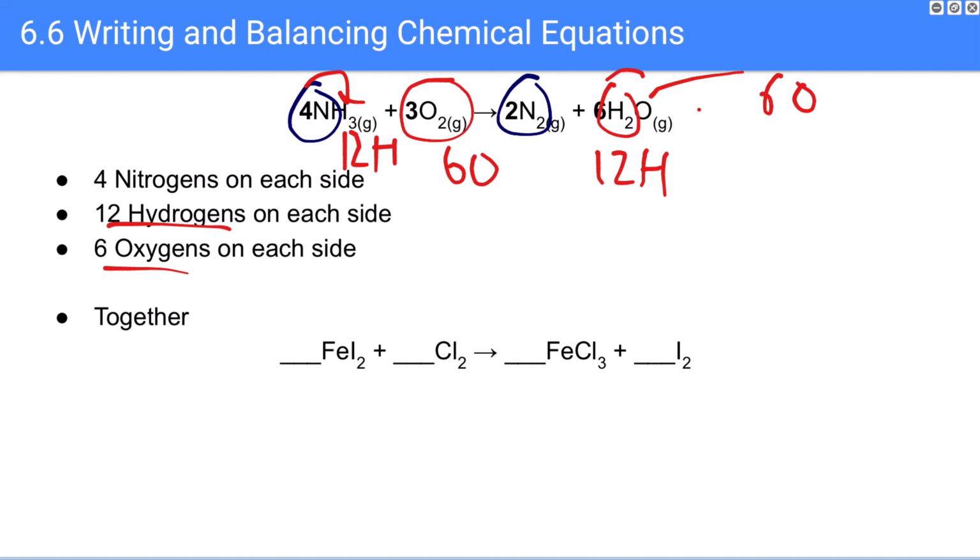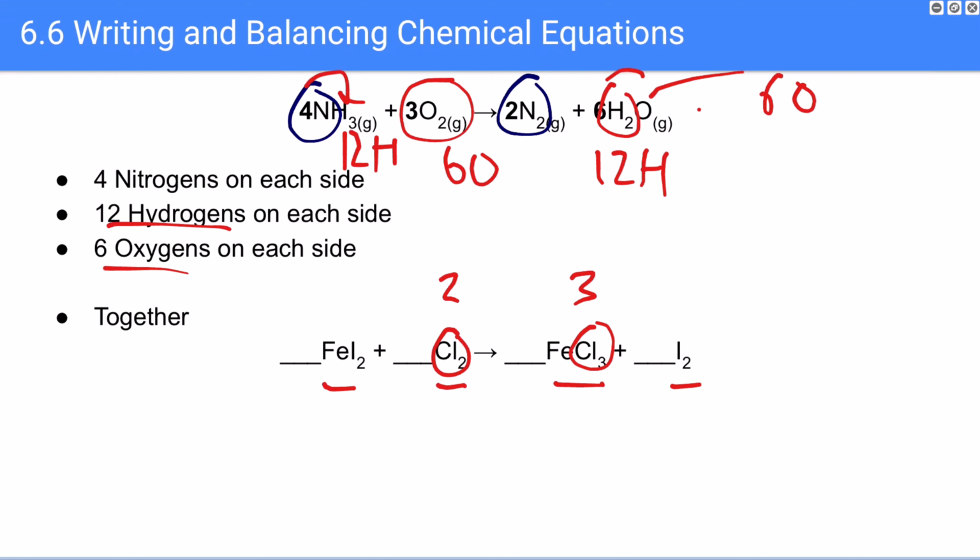So if I take a look at the bottom question here, I've got FeI2, Cl2, FeCl3, and I2. And if I go through and look at these, the way I want to figure out where to start, and there's a couple of little strategies and tips I'm going to show you as I work through it, is to look at what's different on each side of the equation. Irons are the same, iodines are the same, but chlorines are different. There's 2 chlorines on the left side of the equation, and 3 chlorines on the right side of the equation.